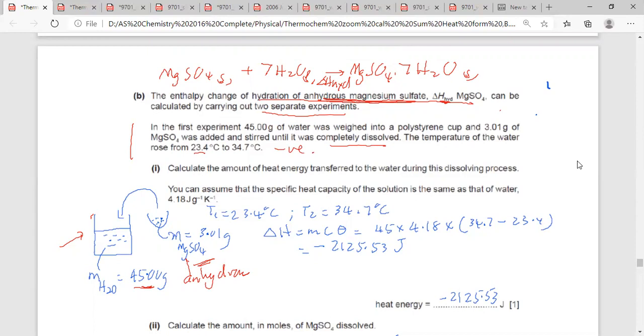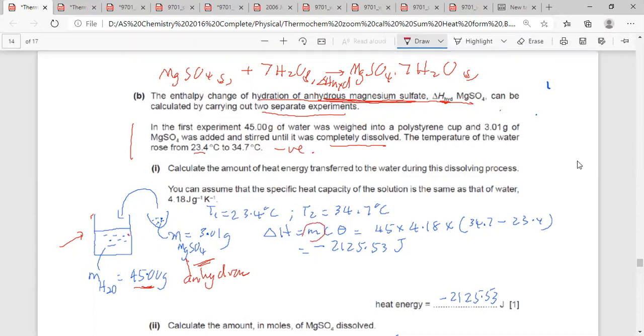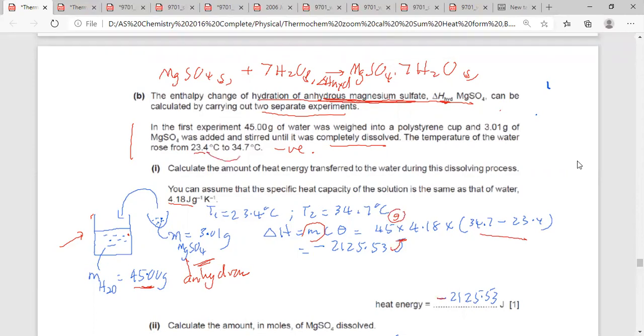Of course, you use delta H = mc delta theta. Now remember, the m here is the mass. The solid doesn't count, only the water will count. So 45 grams, and 4.1 heat capacity, then the temperature change. You don't have to convert to Kelvin because they cancel off anyway. So that's in joules, because it's in grams. So this value here is negative. Why? Because the temperature increased.